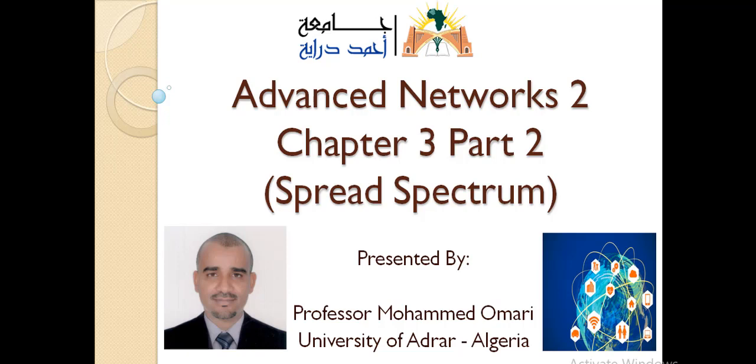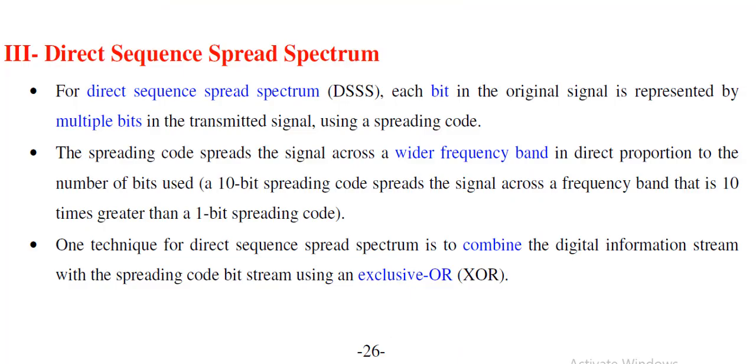Today we're going to continue with the last part of Chapter 3 of the spread spectrum that deals with the direct sequence technique. So the spread spectrum, as we said last time, is used in wireless communication in order to protect against jamming and interception. The last time we did the frequency hopping spread spectrum, this technique is used with analog signals like FSK, ASK, PSK, in order to spread these types of signals into a wider bandwidth. Today we will deal with digital signals.